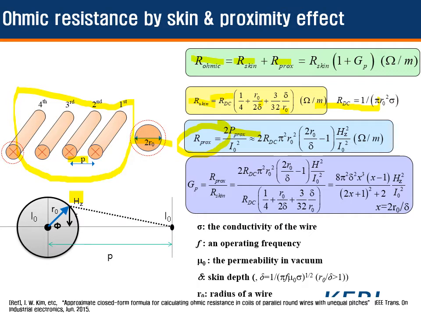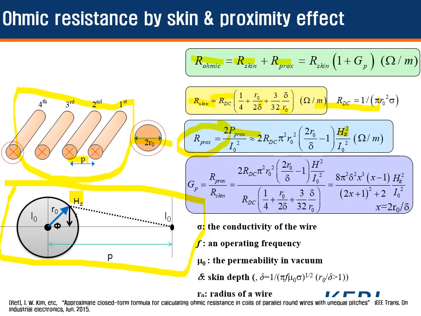I0 means, as I told you before, the current in the wire conductors. Hz means the magnetic field which is generated by current I0 of the neighboring wires. As you can see, to calculate the R proximity, we have to find the Hz. This figure shows how to derive and obtain the Hz from the line source I0. Let me explain how to derive the H field in the next slides.